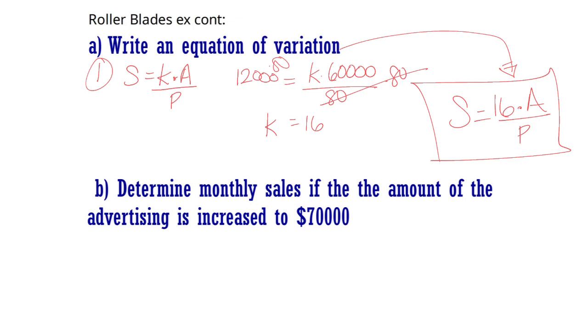So I'm not going to put the 12,000 in this time. I just want to know, what are the sales going to be? My k is 16. The advertising, we're going to jump up to $70,000, and we're still keeping the same price of $80. If you plug that all into your calculator, you're going to find that your sales end up being 14,000 instead of 12,000.